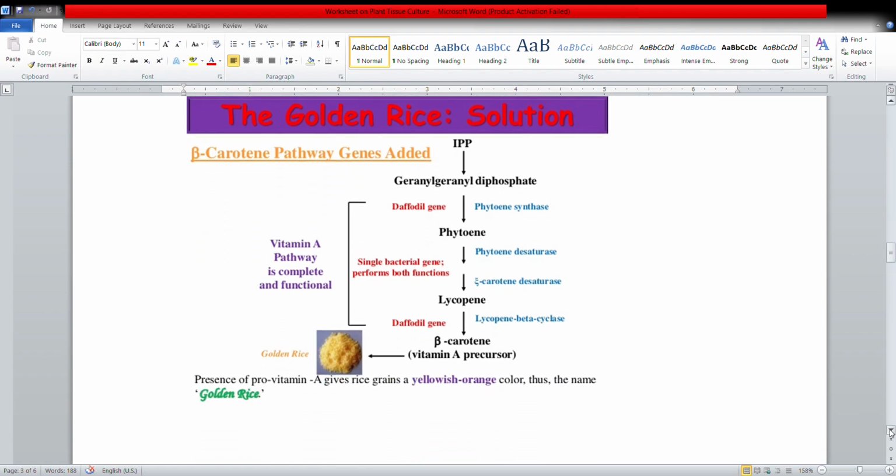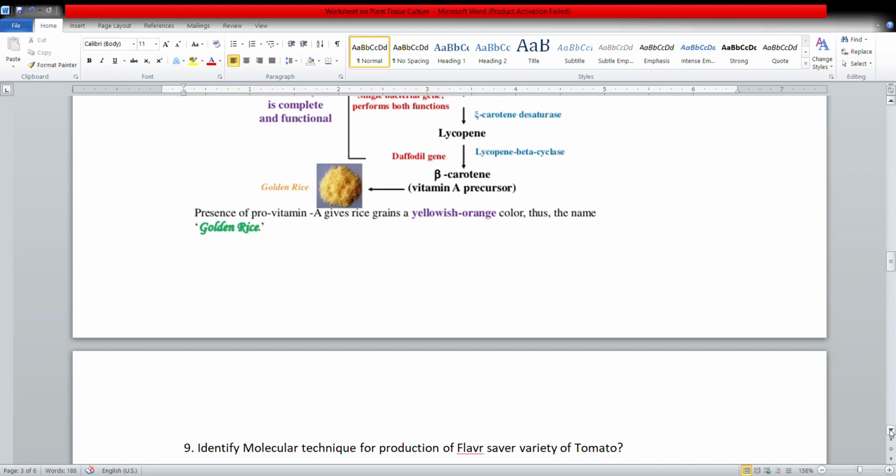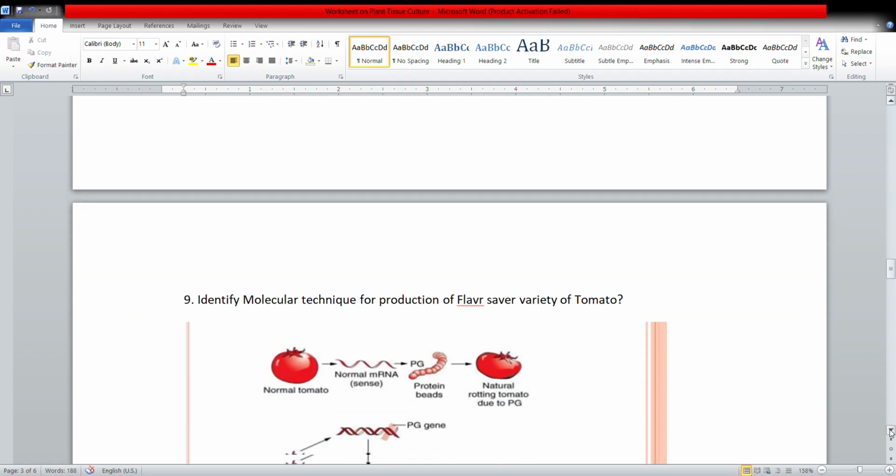Next, you know, beta carotene is a precursor of vitamin A, due to which there is no chance of night blindness. Your eye will be normal because it will help in vision.